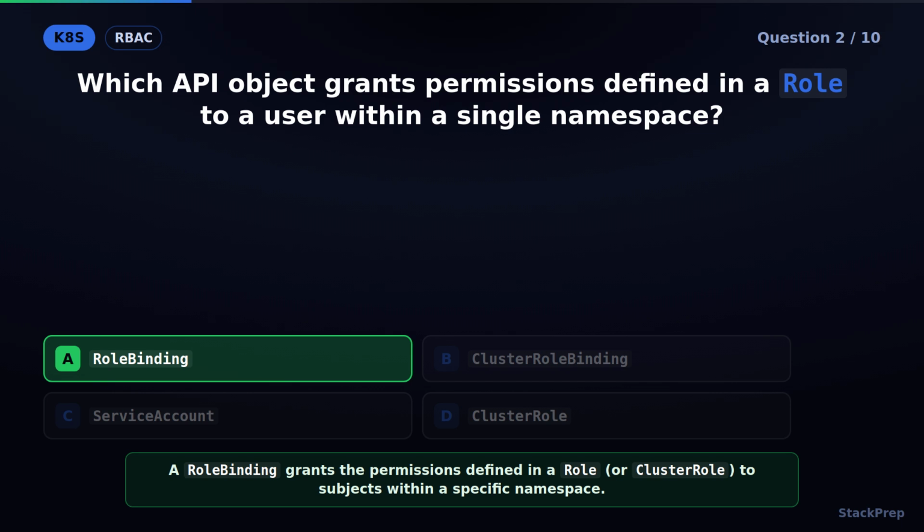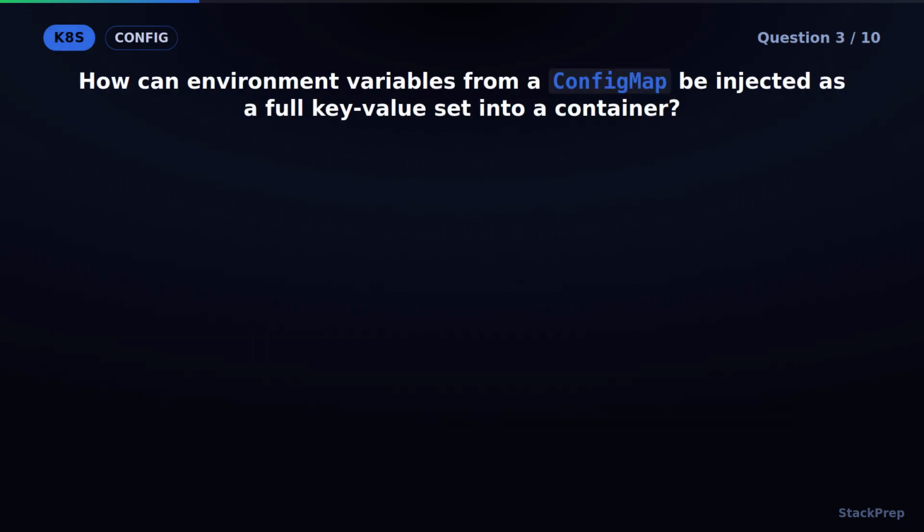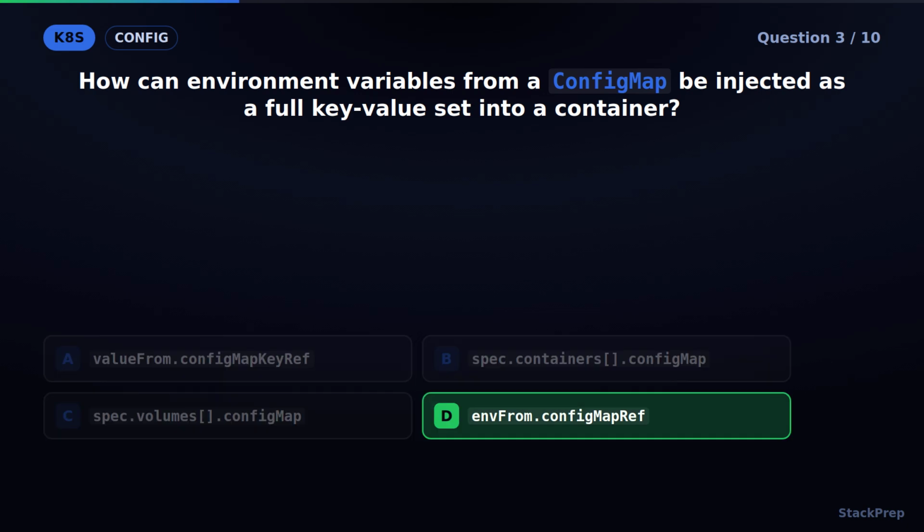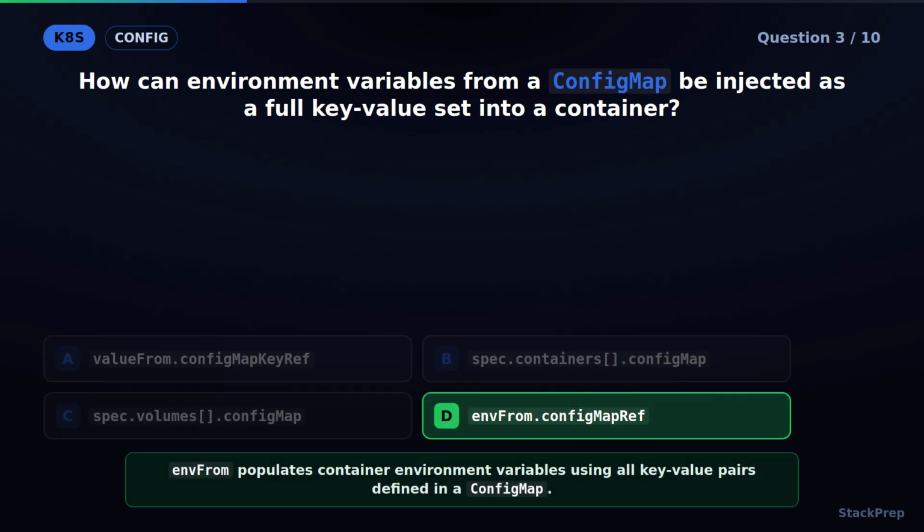a specific namespace. How can environment variables from a config map be injected as a full key value set into a container? The answer: envFrom configMapRef. envFrom populates container environment variables using all key value pairs defined in a config map.